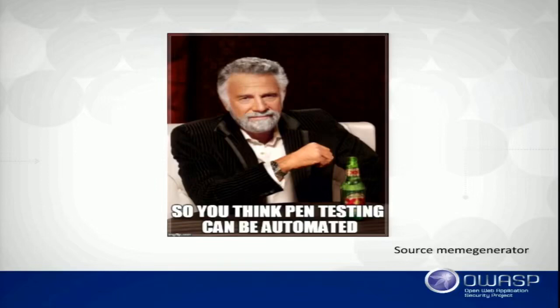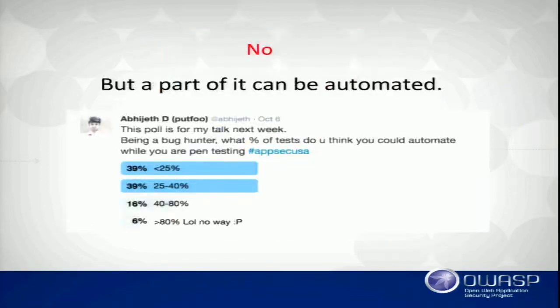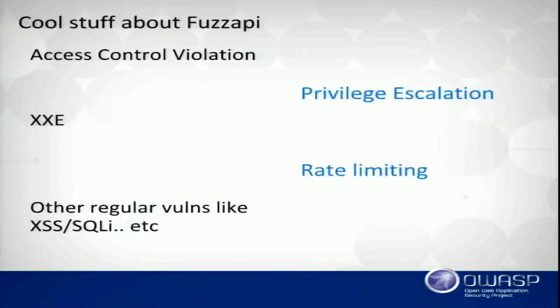So we are not saying that everything can be automated, but when I ran a simple poll on Twitter and asked a few of my friends what percentage of vulnerabilities people think can be automated, the answer was maybe around 25 to 40%. So imagine if you could automate 25% of the tests that you do while you write your code, that itself is a big win.